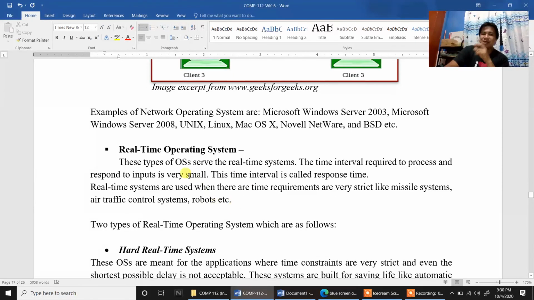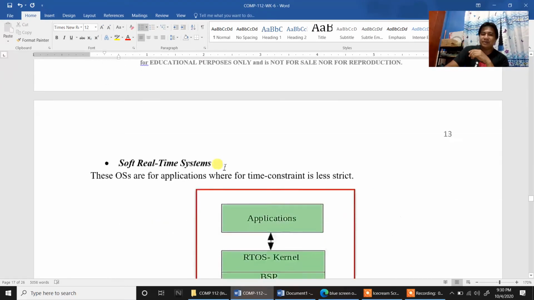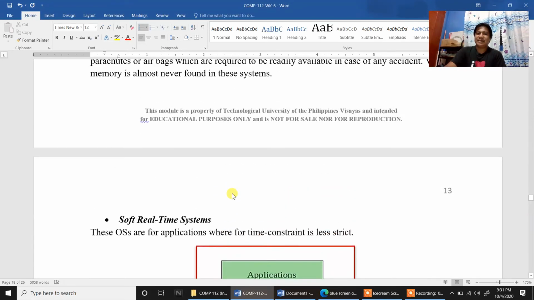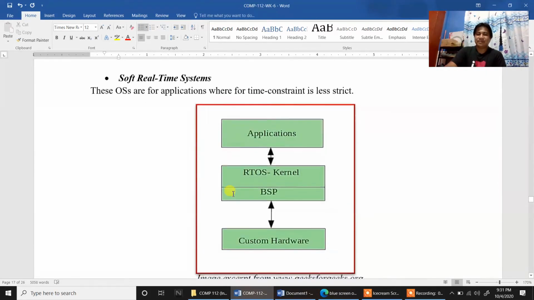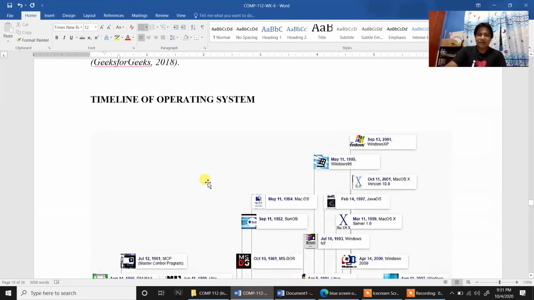Then, we have the real-time operating system. Okay? There is hard real-time. Examples are scientific experiments, medical imaging systems, industrial control systems, weapon systems, robots, air systems, and so on. So, our real-time systems are quite sophisticated. Okay? So, these are the timeline of the operating system.